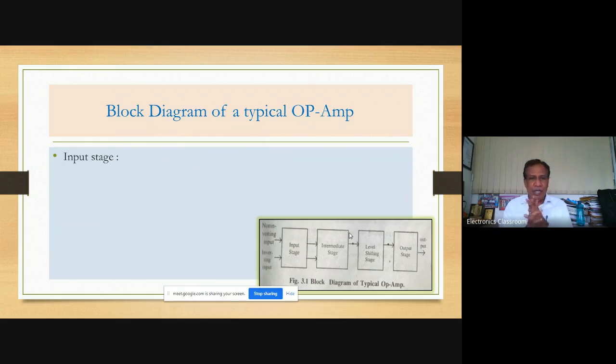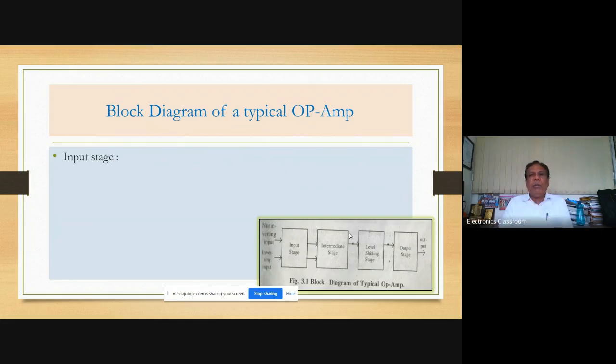The first stage is the input stage, which is nothing but the first differential amplifier. The differential amplifier can be operated in four configurations: balanced input, balanced output; balanced input, unbalanced output; unbalanced input, balanced output; and unbalanced input, unbalanced output. That means two input, two output; two input, one output; one input, two output; one input, one output. These are the four major operating configurations of the differential amplifier.